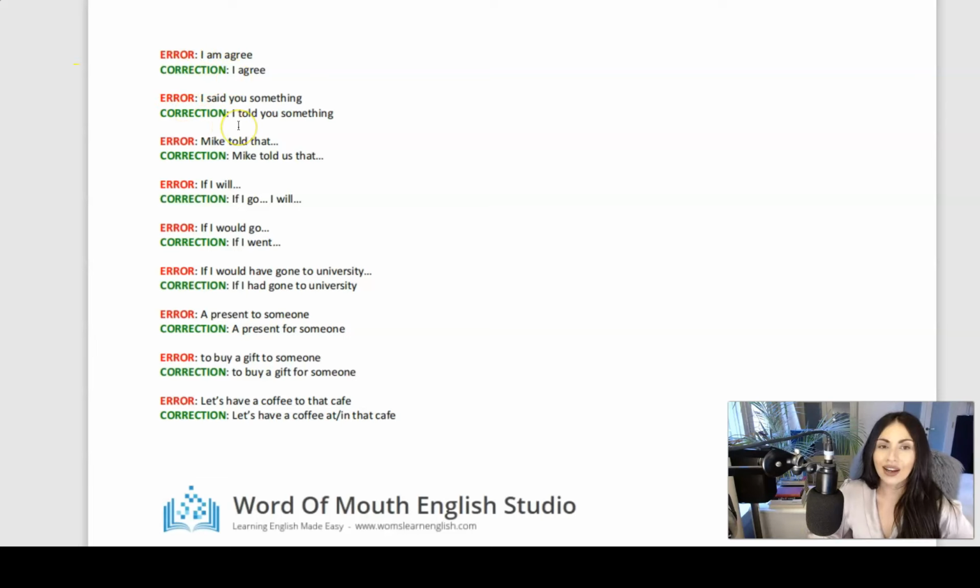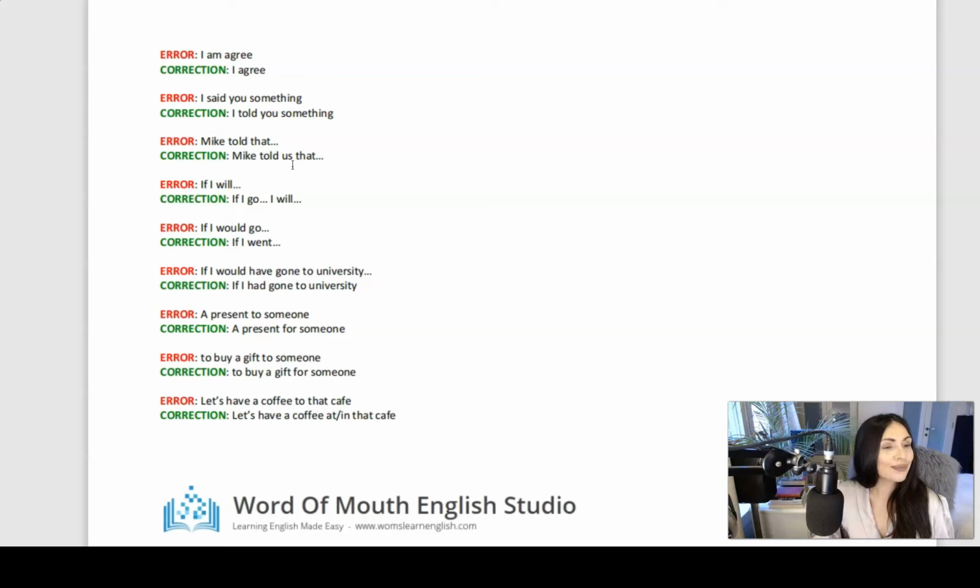The second error has to do with verb form and verb tense in particular. But people make mistakes in the present and the past when it comes to said and told, but mostly it's the type of verb being used that they make mistakes with. Have a look at this one. "I said you something." Said is the wrong verb here. The student or the speaker should not have used the verb said.